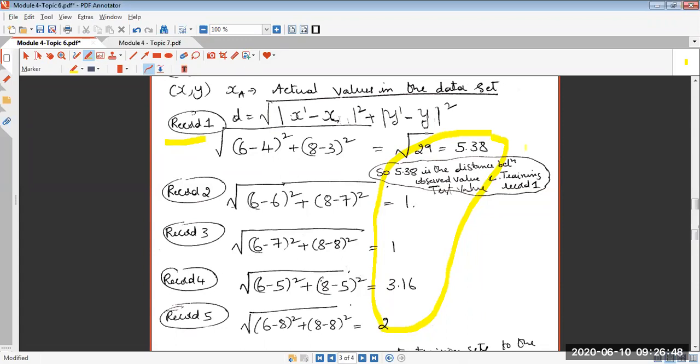So the value of k equal to 3, what does it mean? It means consider the three lowest values. In my example, the three lowest values are record 2, record 3, and record 5. If k equals 4, you need to take the fourth one also, record 4. But since in the question it was k equal to 3, I will take the first three lowest values and their corresponding records.